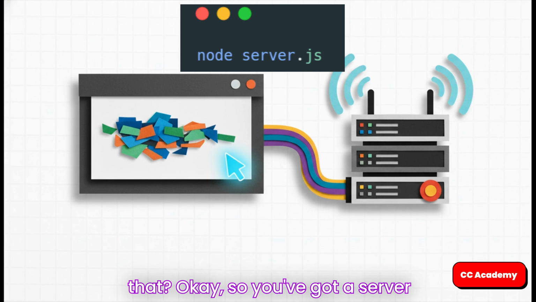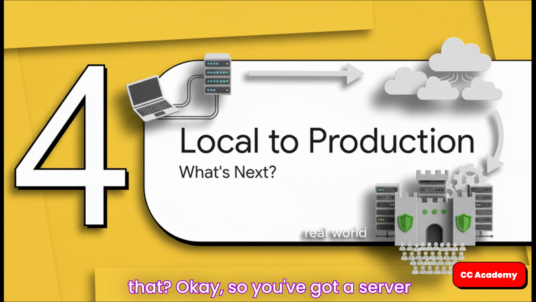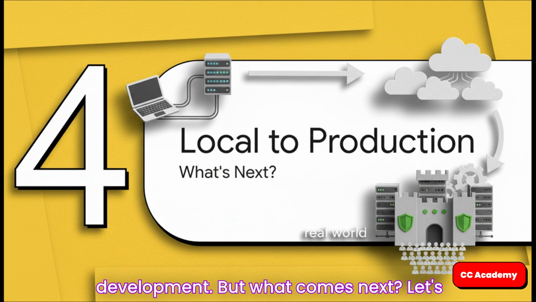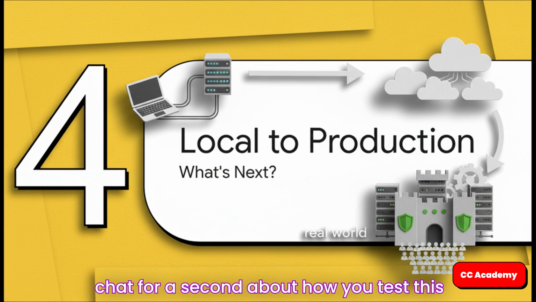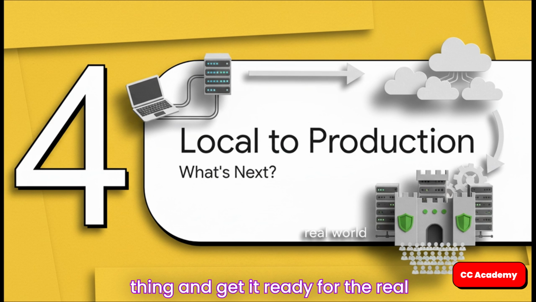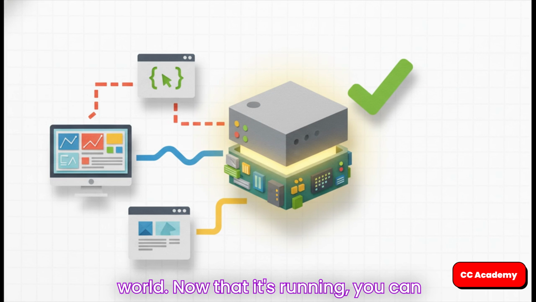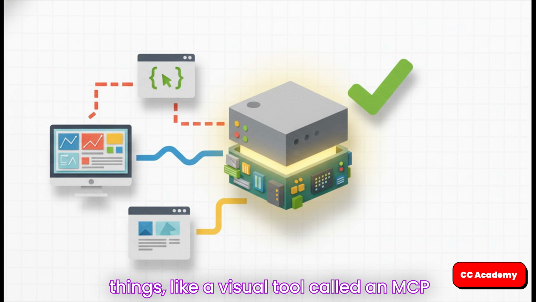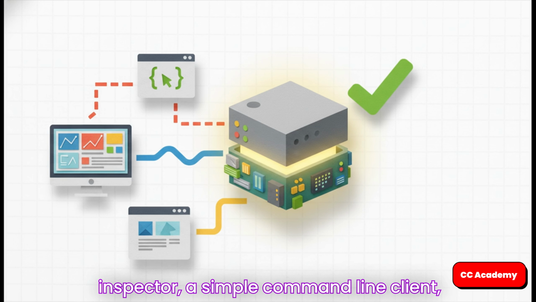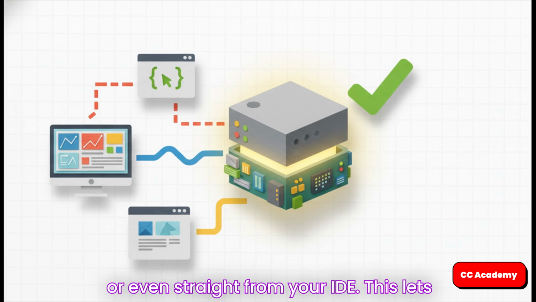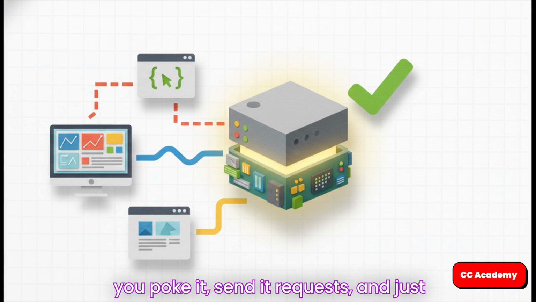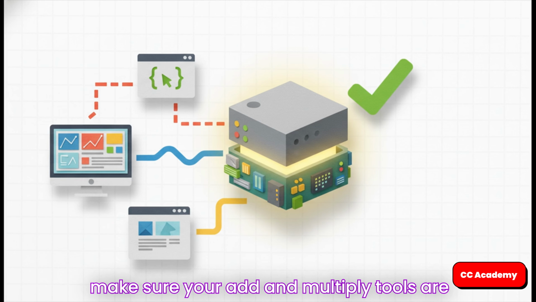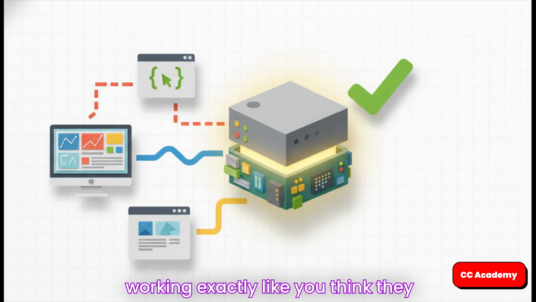How cool is that? Okay, so you've got a server running locally, which is awesome for development. But what comes next? Let's chat for a second about how you test this thing and get it ready for the real world. Now that it's running, you can connect to it with a few different things, like a visual tool called an MCP Inspector, a simple command line client, or even straight from your IDE. This lets you poke it, send it requests, and just make sure your add and multiply tools are working exactly like you think they should.